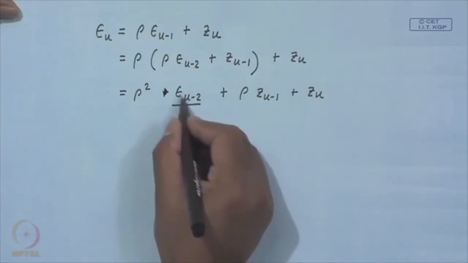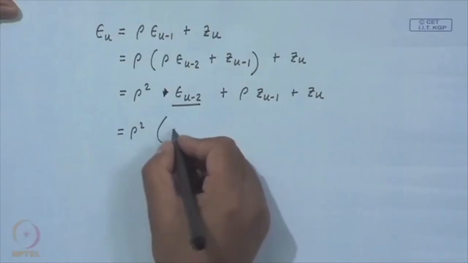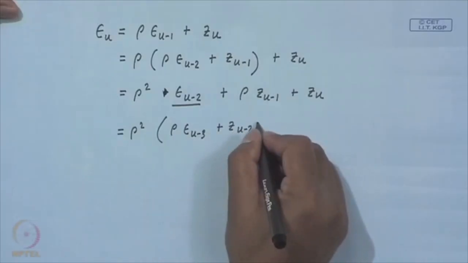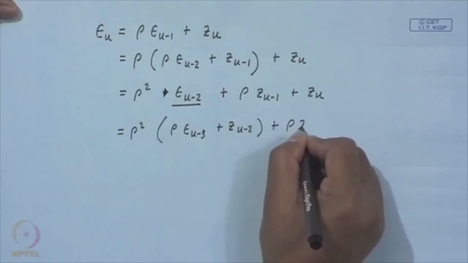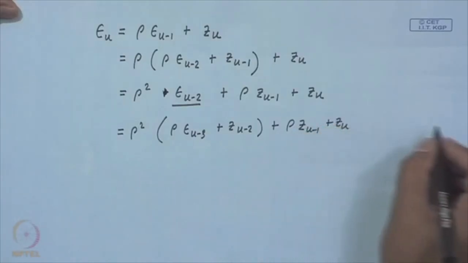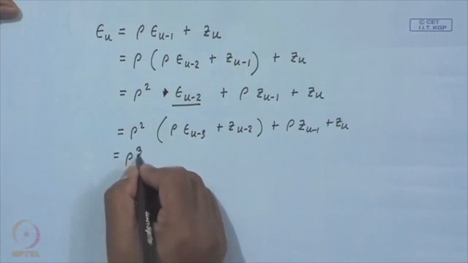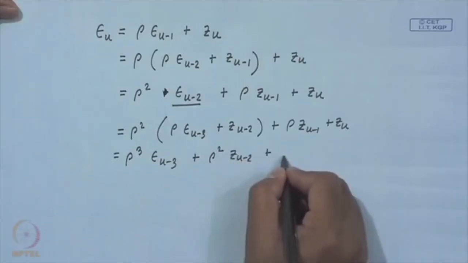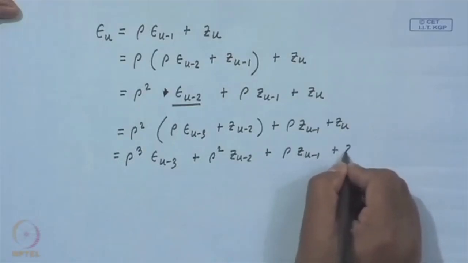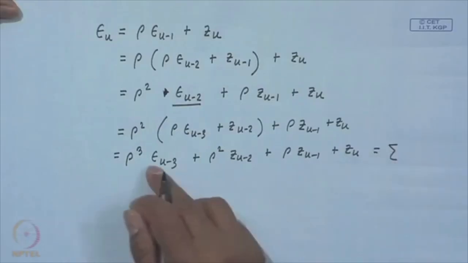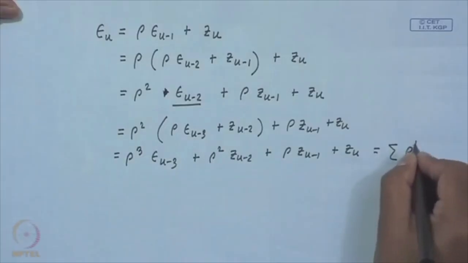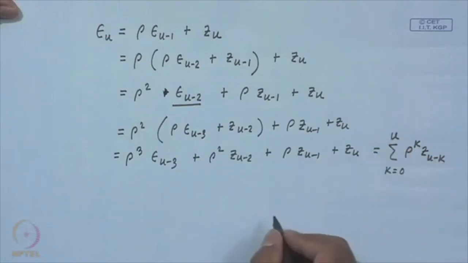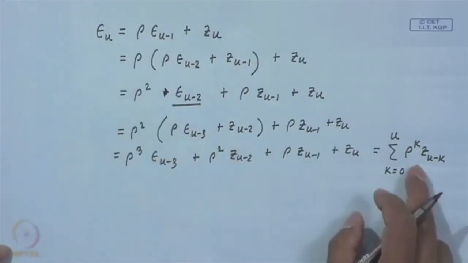Okay. So, again if you replace this epsilon u minus 2 by this quantity, there is rho epsilon u minus 3 plus z u minus 2, plus rho z u minus 1 plus z u. So, what we will get is rho to the power of 3 epsilon u minus 3 plus rho square z u minus 2 plus rho z u minus 1 plus z u. So, ultimately, again you replace epsilon u minus 3 using this formula, you can write this as the sum of rho to the power of k z u minus k, k is from 0 to u, you can check that. So, this is the epsilon u in terms of z.